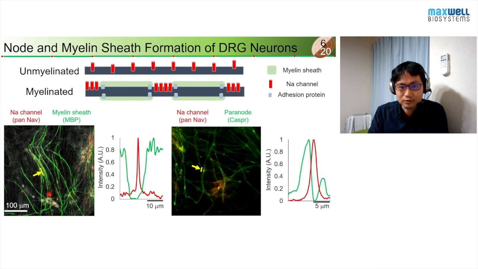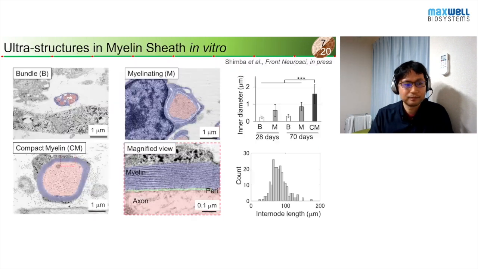The left panels show the result of sodium ion channel and myelin segment staining. The results showed clusters of sodium ion channels between the myelin sheaths. And the right panel shows the localization of sodium ion channels and the adhesion protein Caspr. In many cases, Caspr accumulated on only one side of the sodium ion channels, suggesting that the myelin sheath was in the process of forming at 1 month in culture.